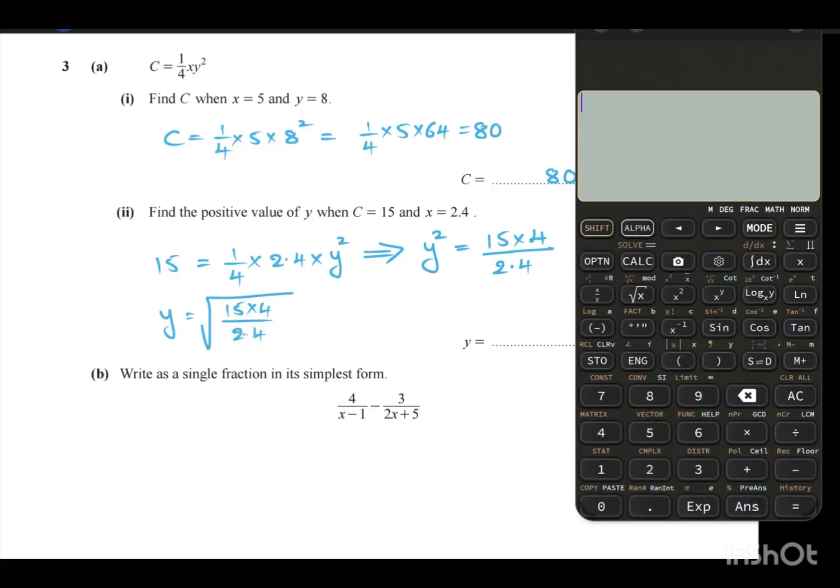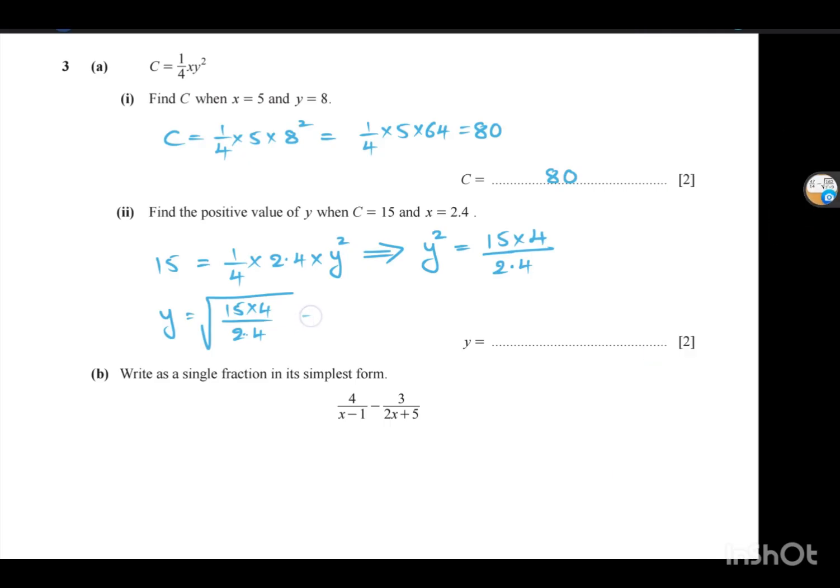Put that directly into the calculator. 15 into 4 by 2.4 is 5. So here actually when you find the square root, you get plus or minus 5. So they are asking us the positive value, so we have to take the positive one, that is 5.